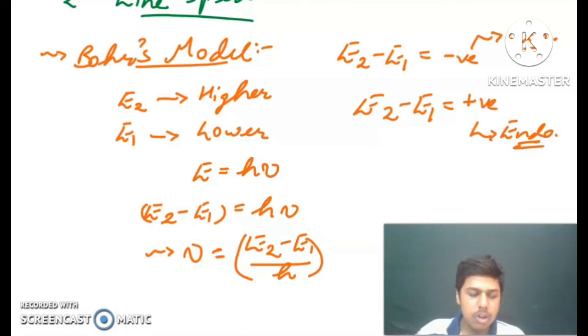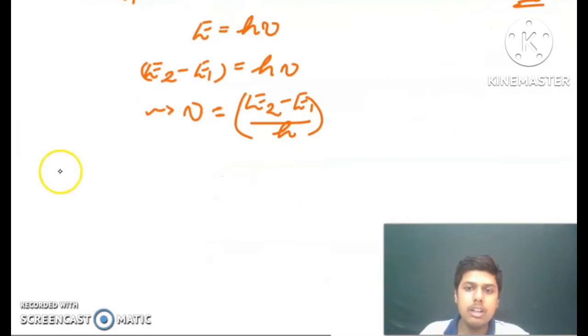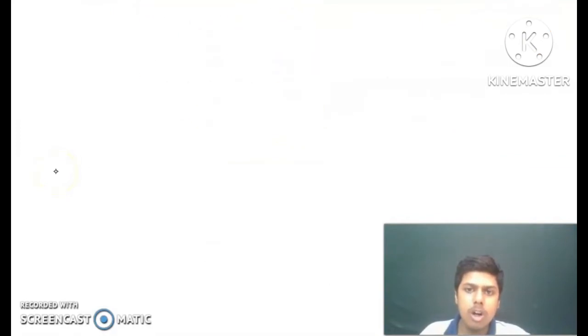Now let us move to the third postulate of Bohr. Now what does the third postulate say? Bohr found that the magnitude of the electron's angular momentum is quantized, and this magnitude of angular momentum must be an integral multiple of h upon 2 pi. As we write, mvr is equal to nh upon 2 pi. It is quantized means that it is an integral multiple of h upon 2 pi.